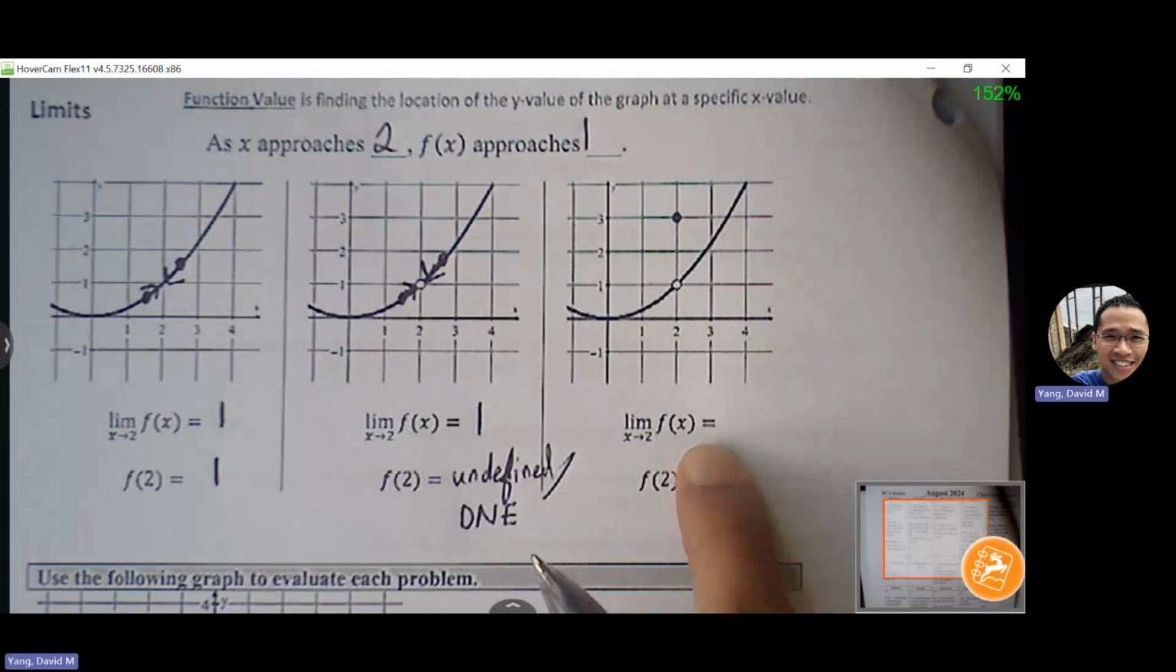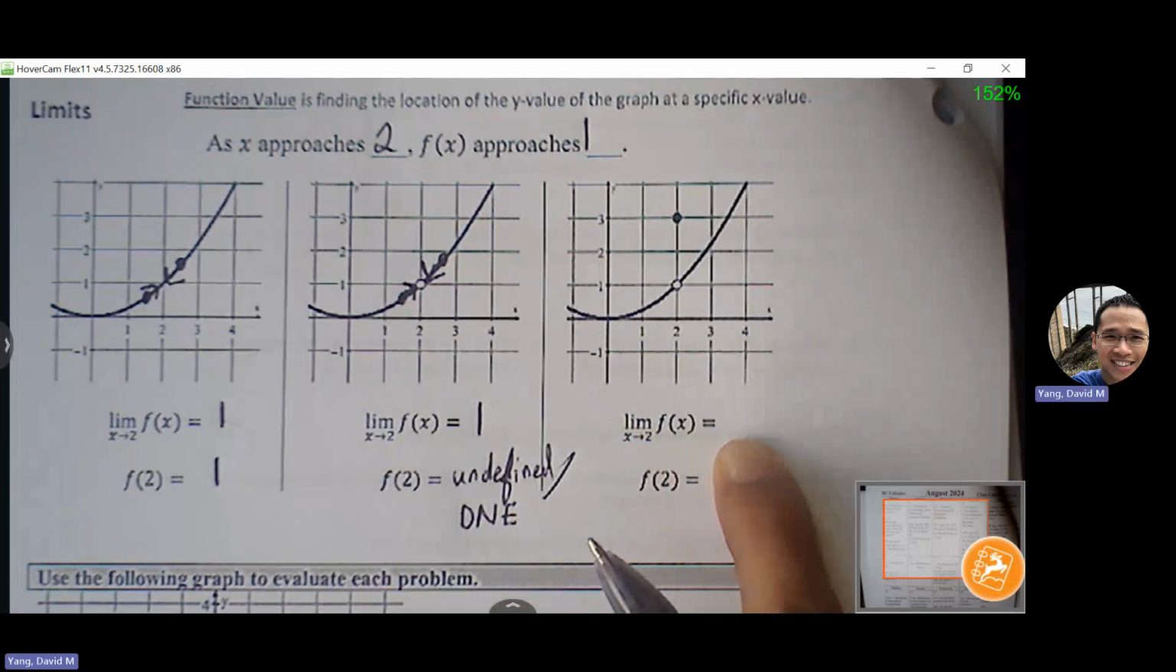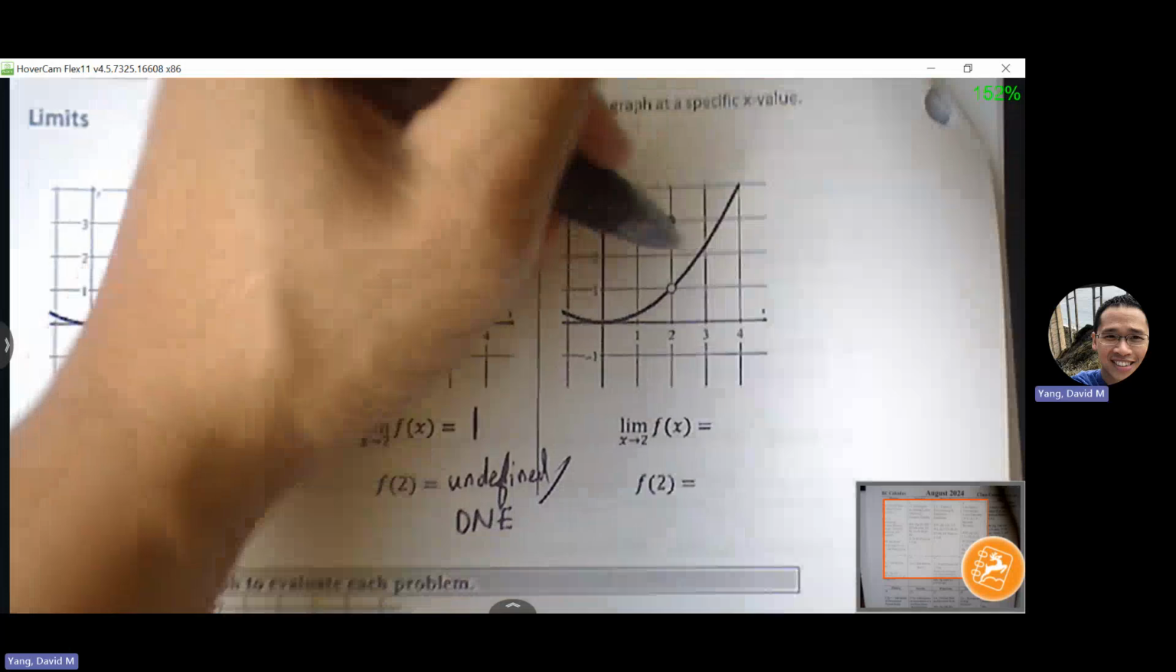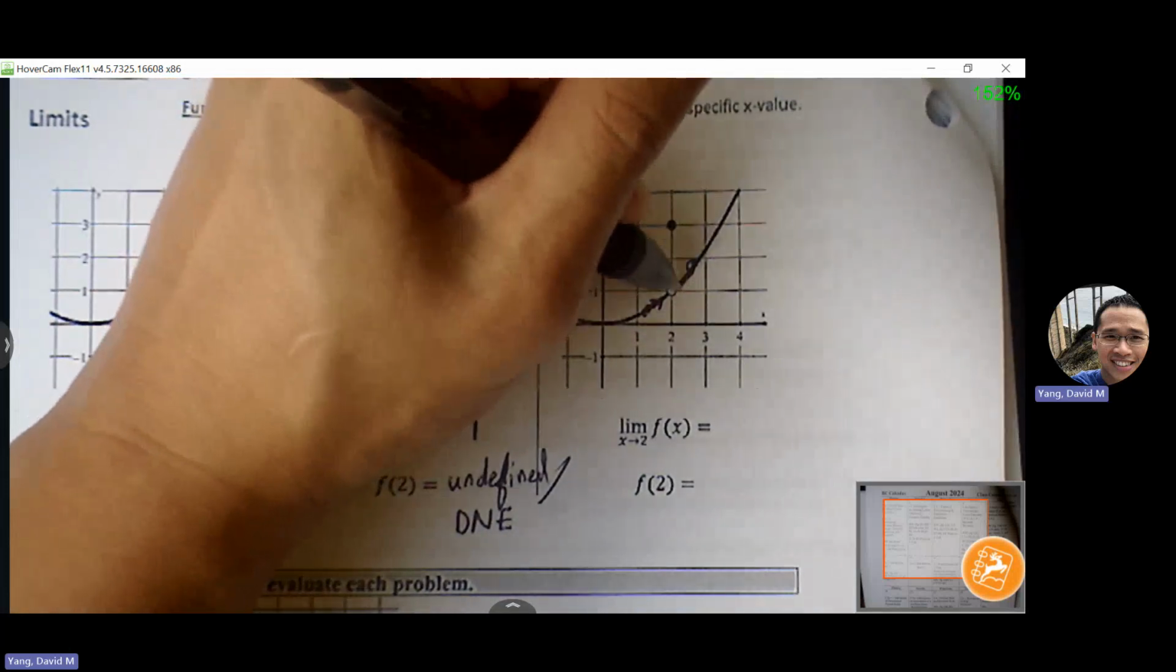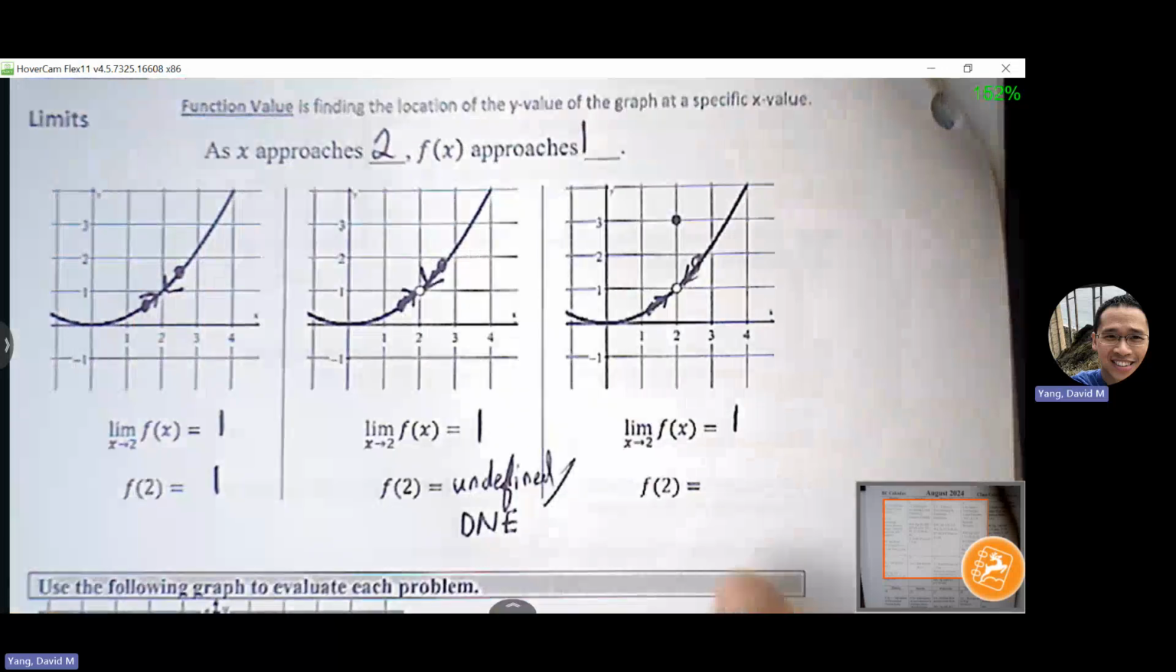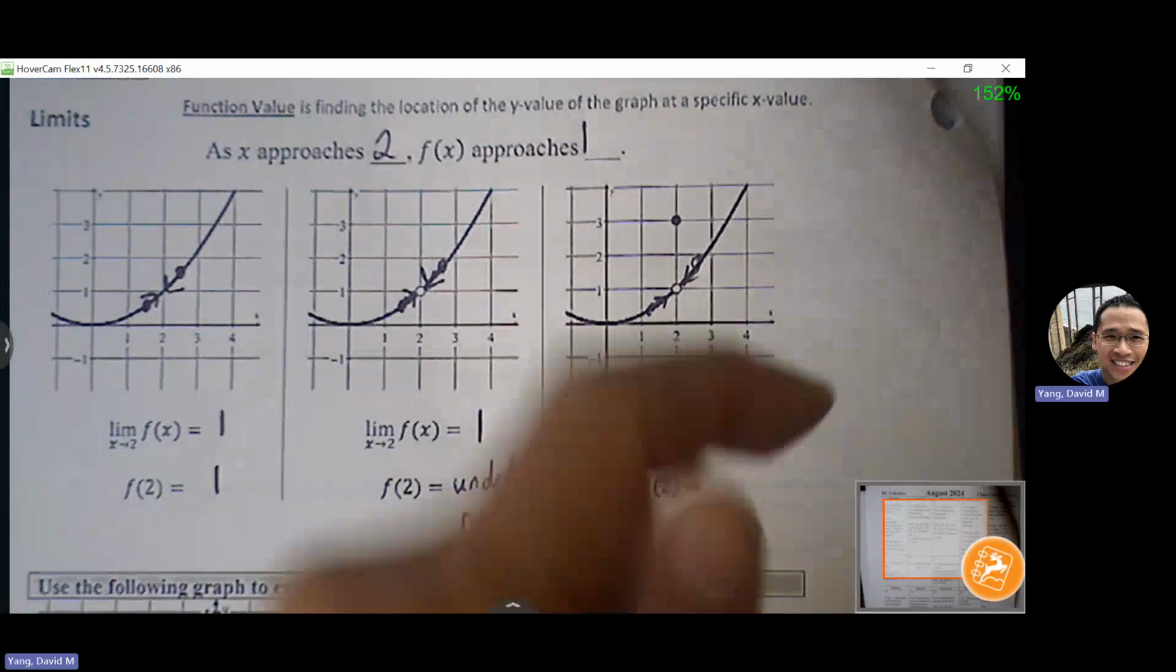Okay, what about this one here? Limit as x approaches 2 of f of x. This is also what? Also 1, right? Even though the point is living here, the graph is headed towards a different destination, right? They're both headed towards 1, but f of 2 in this case is what? 3. Okay.